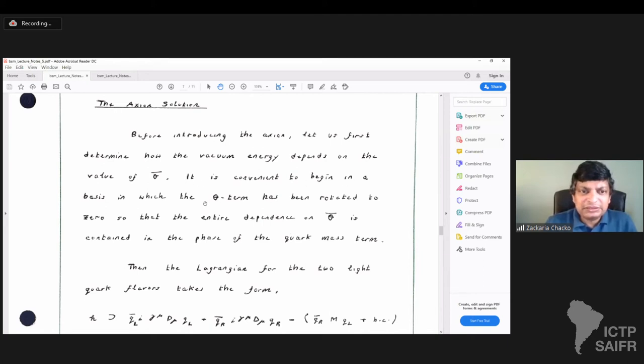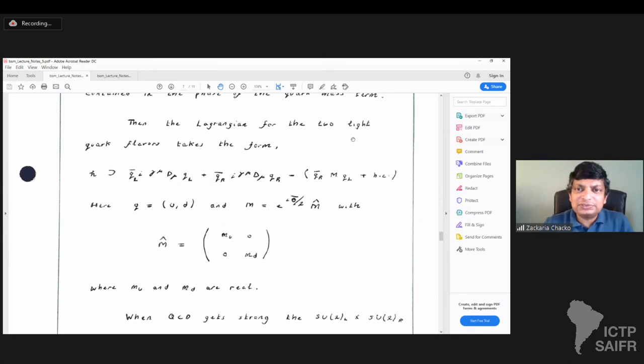It's convenient to begin in a basis in which the theta term has been rotated to zero. So let's start in a basis in which the argument of the determinant of the quark mass matrix is zero, so that the entire dependence on theta bar is contained in the phase of the quark mass term. Basically, I'm rephasing the quark mass matrix to set the theta term to zero. And so now the quark mass matrix has an overall phase, which depends on theta bar, and the theta term is zero.